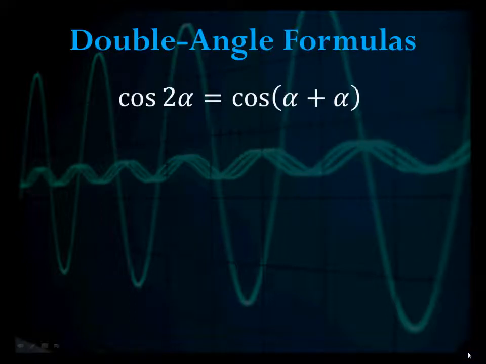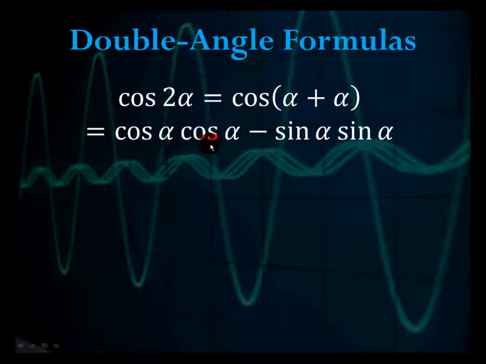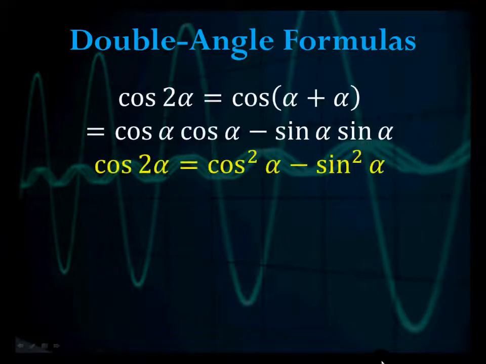For cosine, we can do the same thing. So cosine of 2 alpha equals cosine of alpha plus alpha. Using our addition formula, this means cosine alpha cosine alpha minus sine alpha sine alpha, which we can reduce to cosine squared alpha minus sine squared alpha. So that is the formula for the cosine of 2 alpha, the double angle formula for cosine.